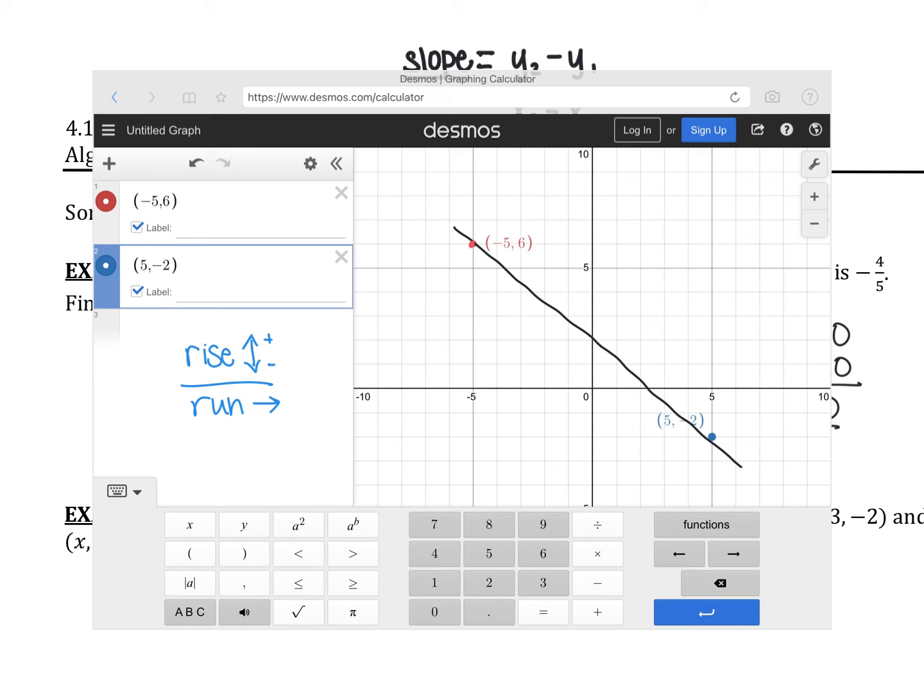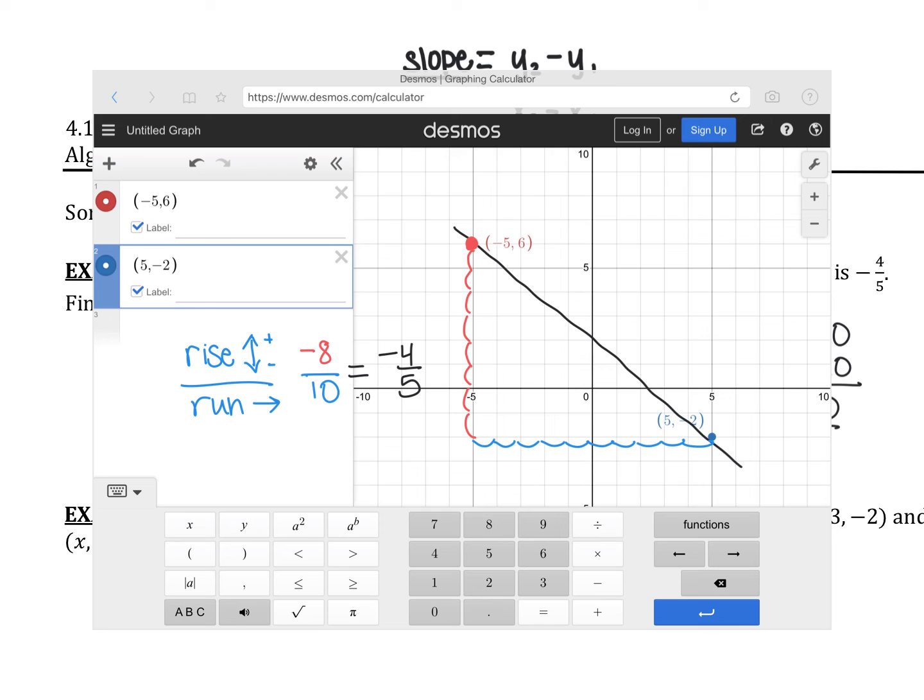So I'm going to start here at this leftmost point, and I'm going to count my rise. Well, my rise happens to be down, so it's down 1, 2, 3, 4, 5, 6, 7, 8, down 8, over 1, 2, 3, 4, 5, 6, 7, 8, 9, 10. Negative 8 over 10. But remember, for slope, we need to reduce the slope. So if I reduce negative 8 over 10, we get negative 4/5. And that's what we wanted.